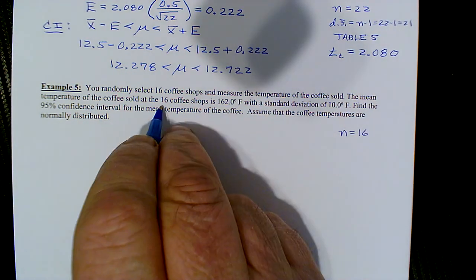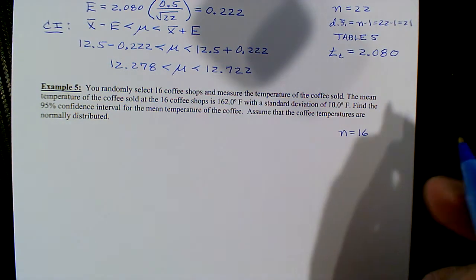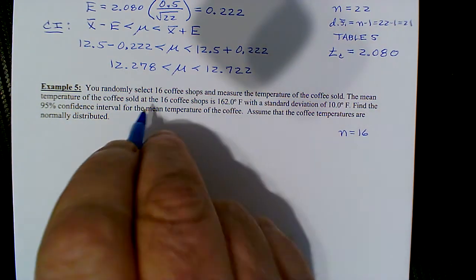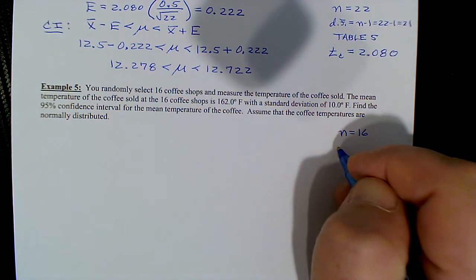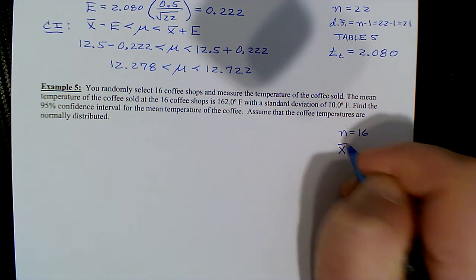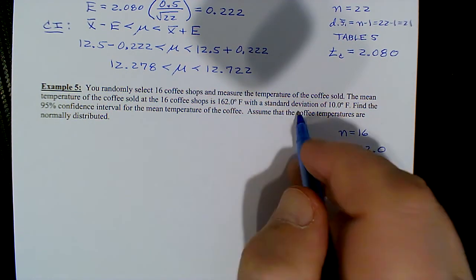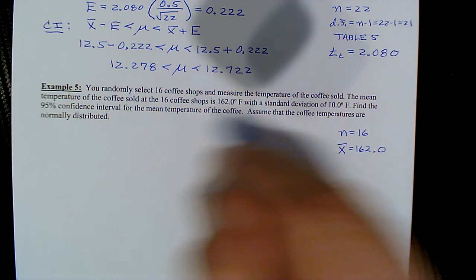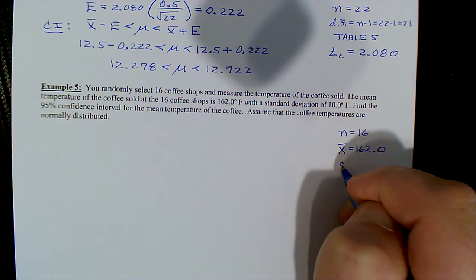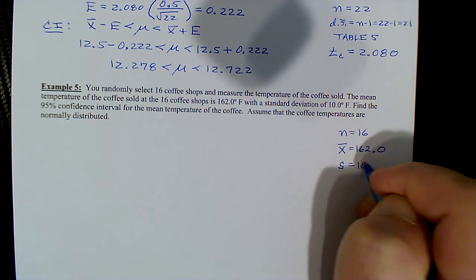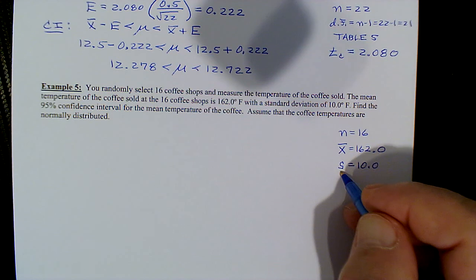The mean temperature of the coffee sold at the 16 coffee shops is 162.0. So that would be the mean from these 16 coffee shops, which is a sample. So the sample mean, x bar, is 162.0. And the standard deviation of 10 degrees is coming from this sample of 16 coffee shops as well. So that's the sample standard deviation of 10.0, and so we associate S with that.